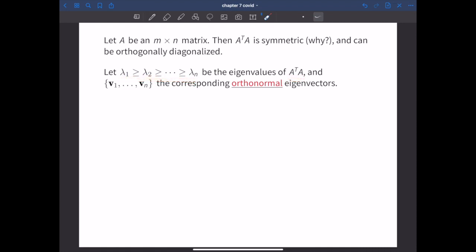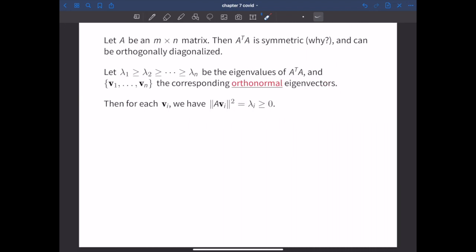Then we can go ahead and find the eigenvectors, v1 through vn, and we can assume that they're orthonormal, meaning that they're orthogonal to each other and each of them is a unit vector. Now you might be wondering, why are we allowed to assume that our eigenvectors are orthonormal? Well, remember, if your matrix is symmetric, like A transpose A is, then you can always pick orthonormal eigenvectors.